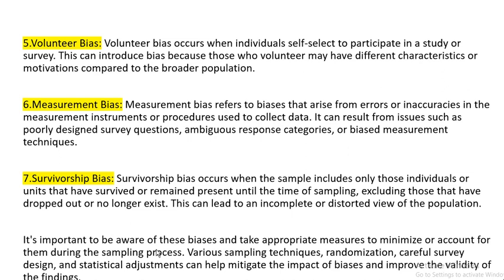It is important to be aware of these biases and take appropriate measures to minimize or account for them during the sampling process. Various sampling techniques, randomization, careful survey design, and statistical adjustments can help mitigate the impact of biases and improve the validity of the findings.